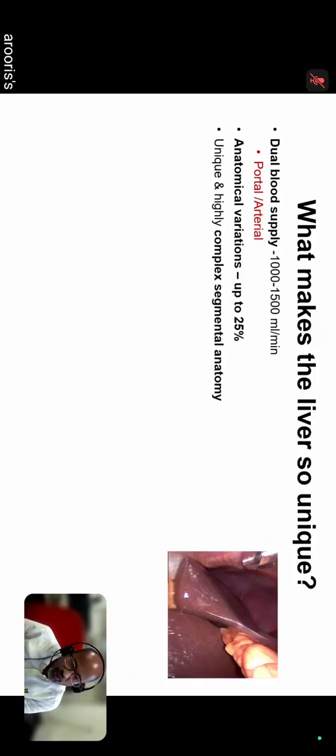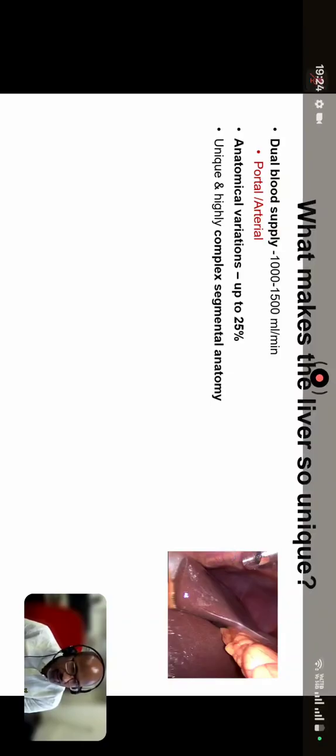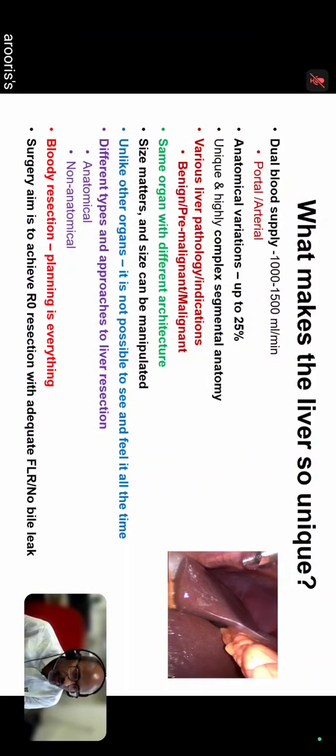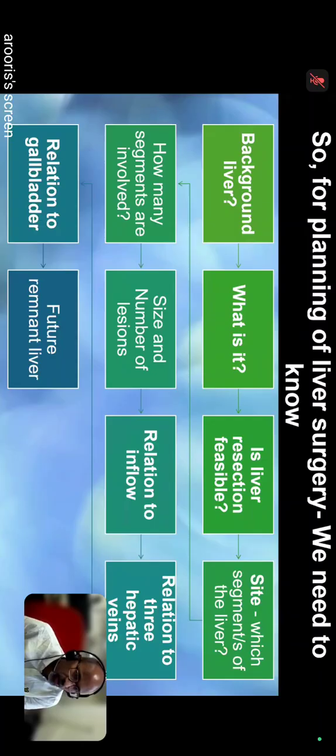And then the other unique thing is the complex segmental anatomy. There are only a few other organs, like the lung, the spleen, and the kidneys, that have segments. To plan for liver surgery, there is so much information we need to know. So all these things we need to know.